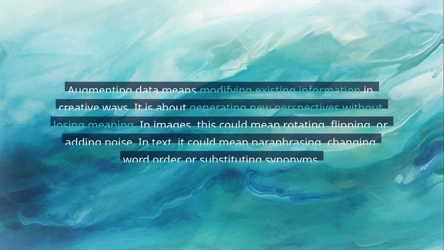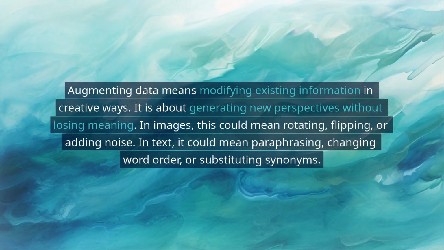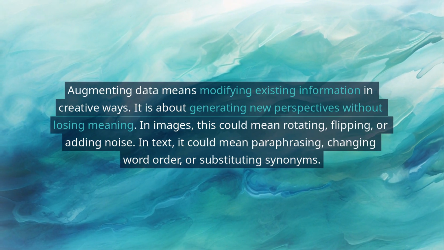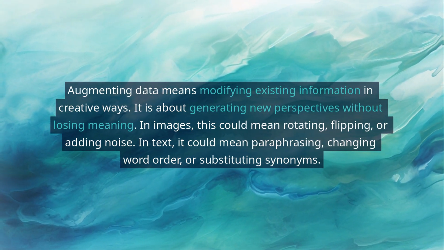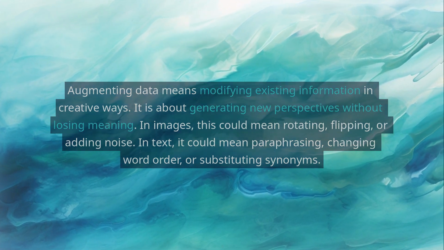Augmenting data means modifying existing information in creative ways. It is about generating new perspectives without losing meaning. In images, this could mean rotating, flipping, or adding noise. In text, it could mean paraphrasing, changing word order, or substituting synonyms.